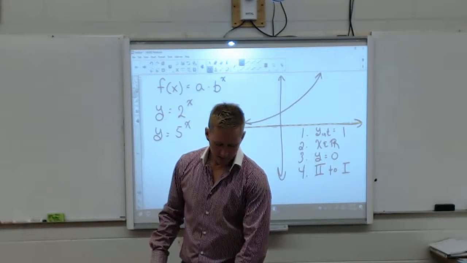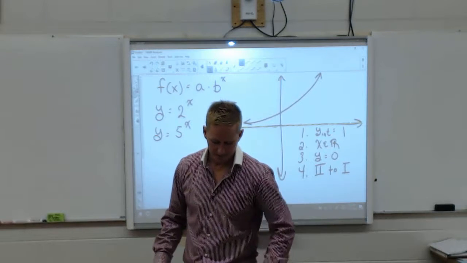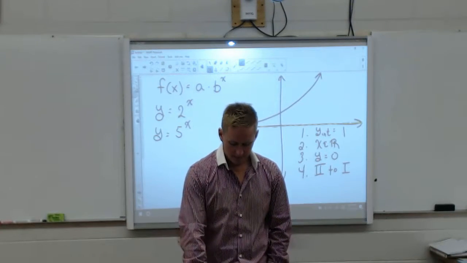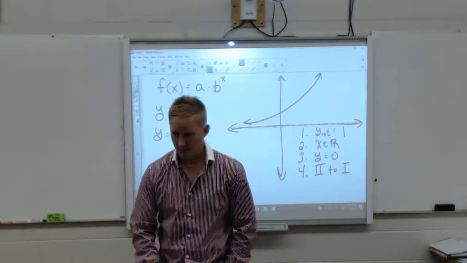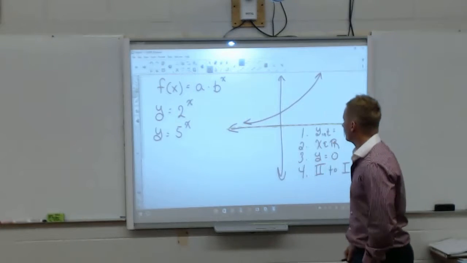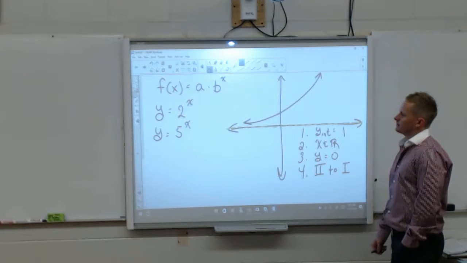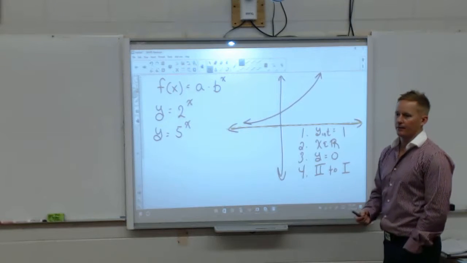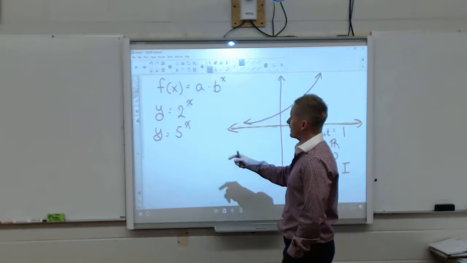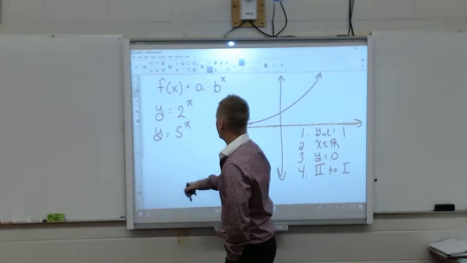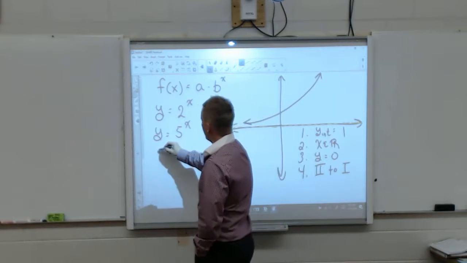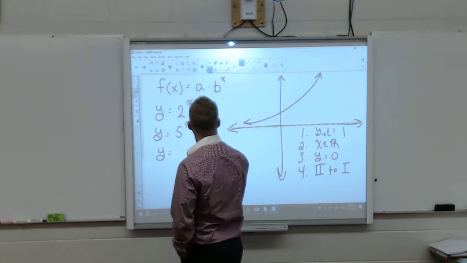All right, so far? Okay. All right, now let's just play with it a little bit. Let's go back, take away the 5 to the x graph on your calculator. And now what I want you to do is graph y is equal to.